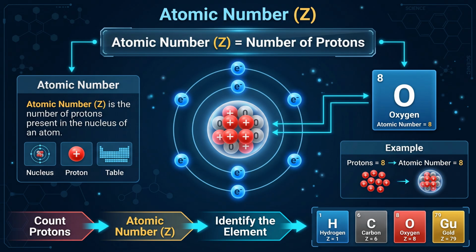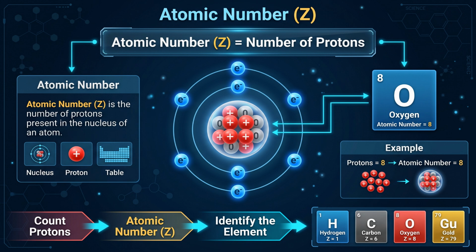For example, carbon-12, carbon-13, and carbon-14 are all isotopes of carbon. Each one contains exactly 6 protons, so each has an atomic number of 6. However, they contain different numbers of neutrons, which gives them different mass numbers. Even though their masses are different, they all remain carbon because their atomic number has not changed.